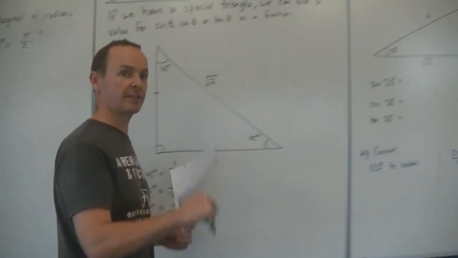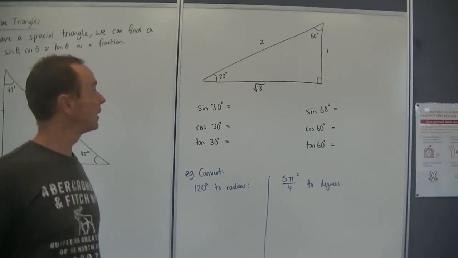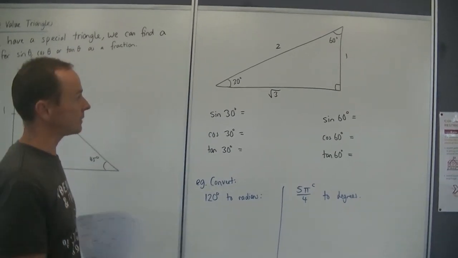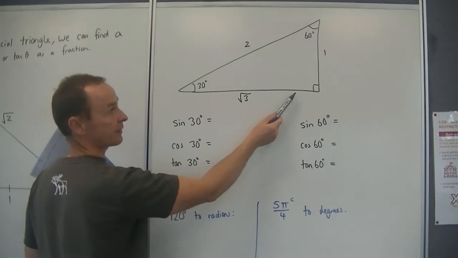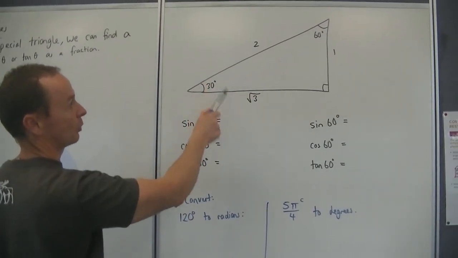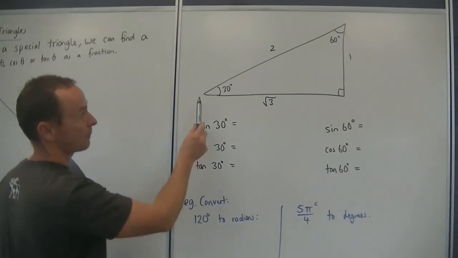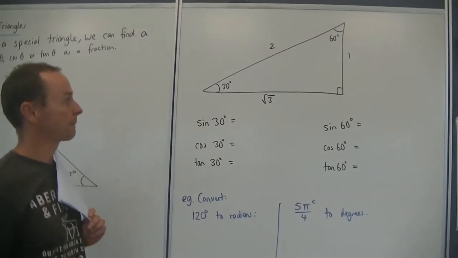Alright, let's move on to the next little board. And here's our second and our last exact value triangle. So this time we've got a right angle triangle. This is 30 degrees, that's right angle, so that's 60 degrees. And our sides are 1, 2 and root 3. 2 is the hypotenuse because it's the longest side length. It's longer than root 3 and 1.